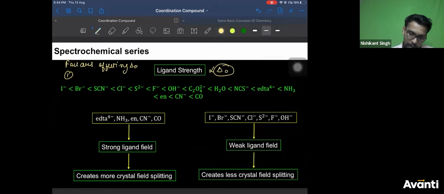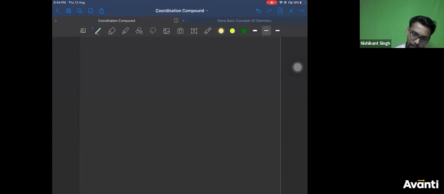Let me take examples of this. I'll take two examples. First, cobalt H2O6 2+. Next, cobalt CO6 2+. Now find the oxidation state of cobalt here. Water is a neutral ligand, so cobalt is present as +2. Cobalt is 3d7-4s2, so cobalt +2 will become 3d7.